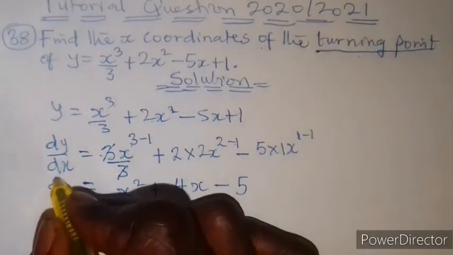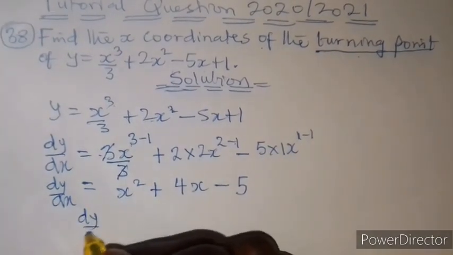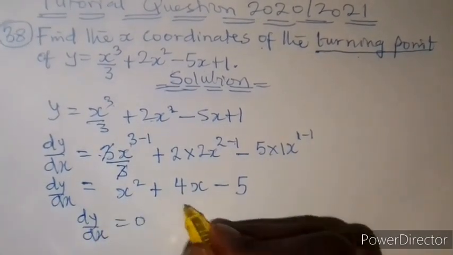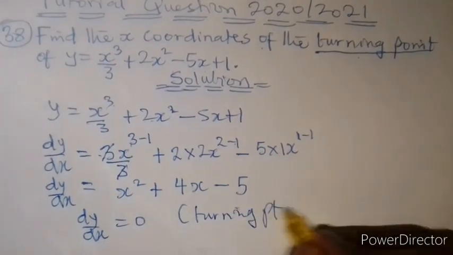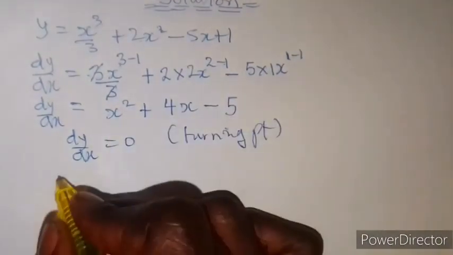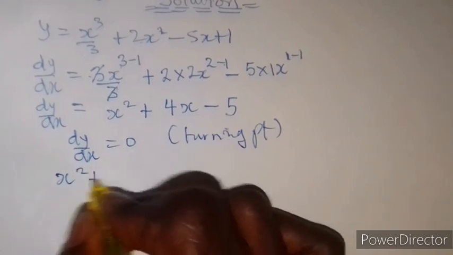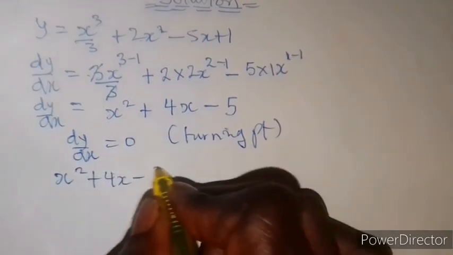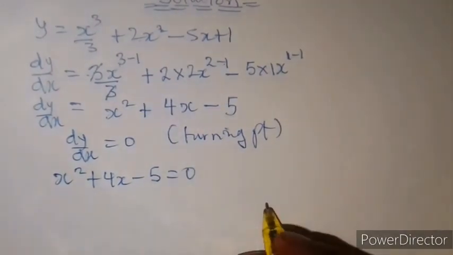Now, at turning point, our dy/dx will be what? 0. That is at turning point. So what does that mean? It means that if we equate everything here, x squared plus 4x minus 5, we are going to equate it to 0 and solve this simple quadratic equation.